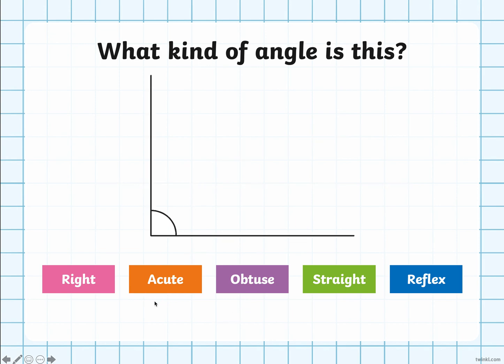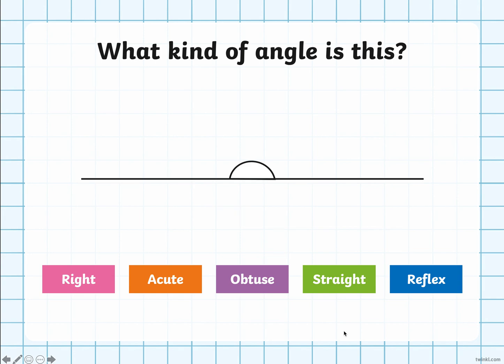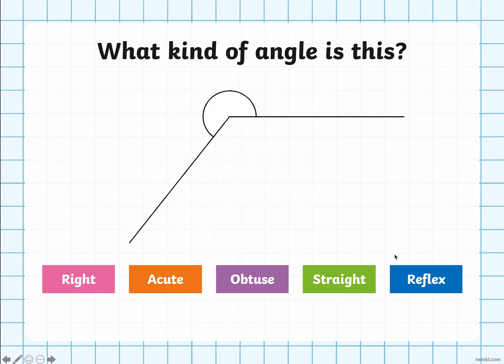What about this one? This would be a right angle. What about this one? That's an obtuse angle. And what about this one? That would be a straight angle. Can you identify what kind of angle this would be? That's a reflex angle.